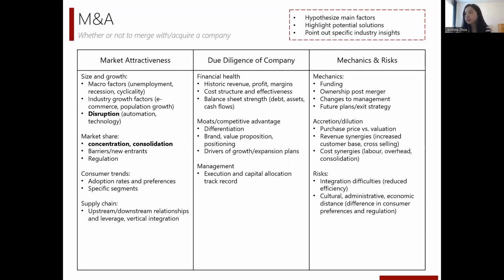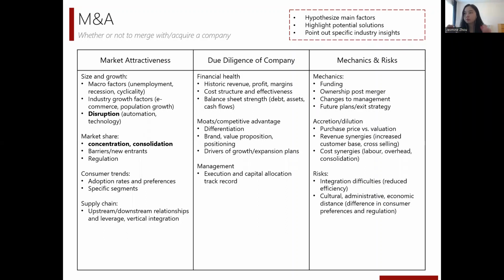So for financial health, I like to look at historic revenue, profit, and margins. How have those numbers trended in the past, and how are they likely to trend in the future? Also looking at cost structure and effectiveness of the bucket, or the efficiency of the business. And then also looking at the balance sheet strength. So is this company we're looking to acquire, do they have a lot of debt, a lot of assets, strong and healthy cash flows? So those are all pertaining to financial health.